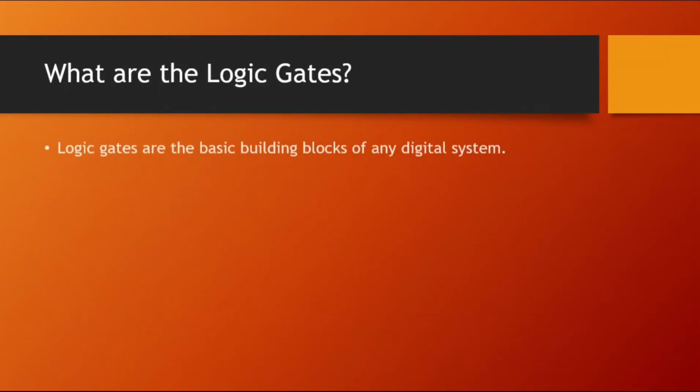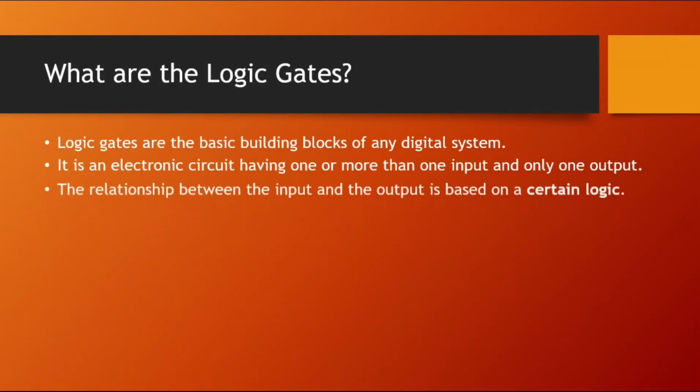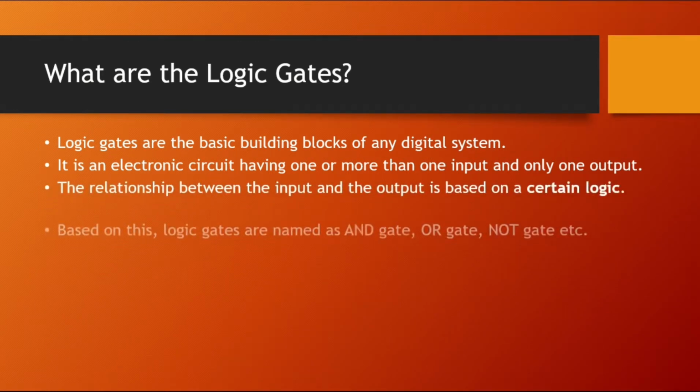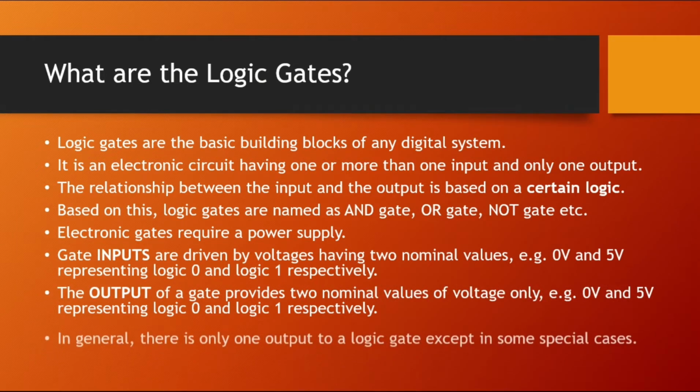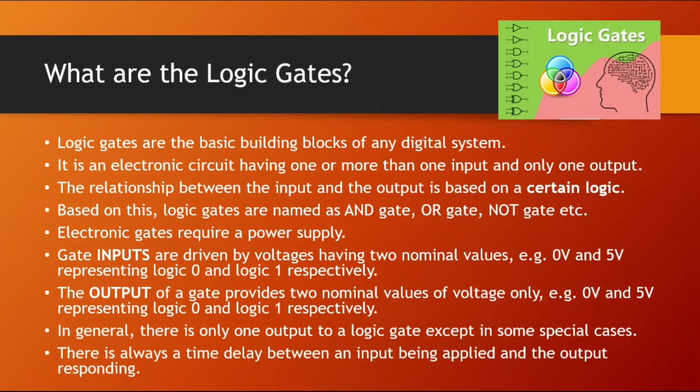So let us first talk about the logic gates. Logic gates are basically the building blocks of any digital system. They are electronic circuits which have one or more than one input and one output. It is not necessary that they always have one output; they can have multiple outputs as well. But the relationship between their inputs and output is based on certain logic, and that logic makes the different gates like the AND gate, OR gate, NOT gate, etc.